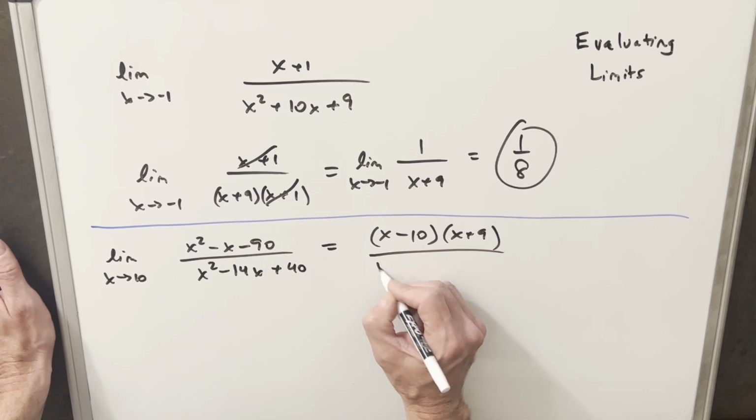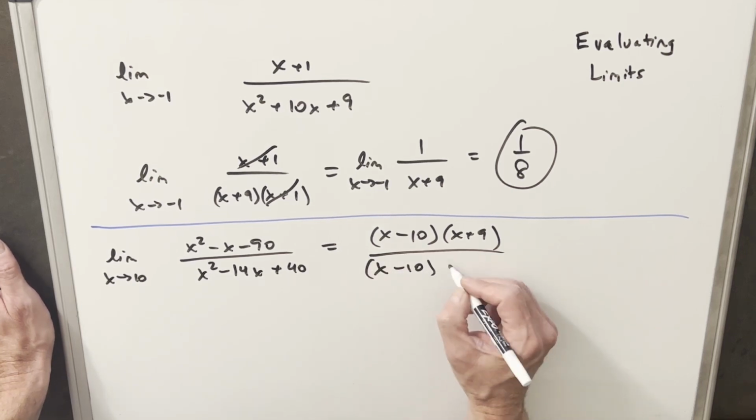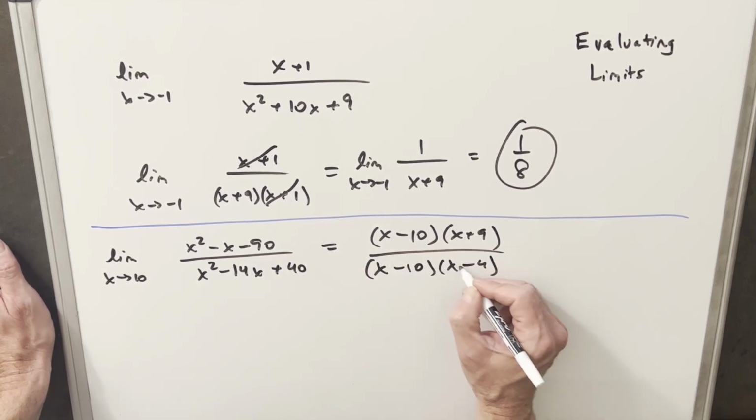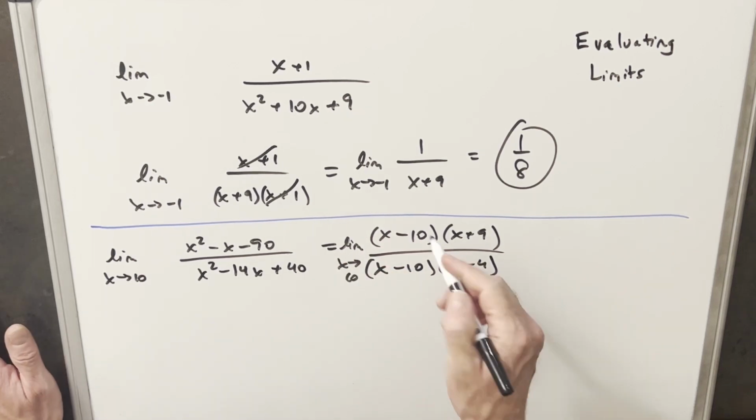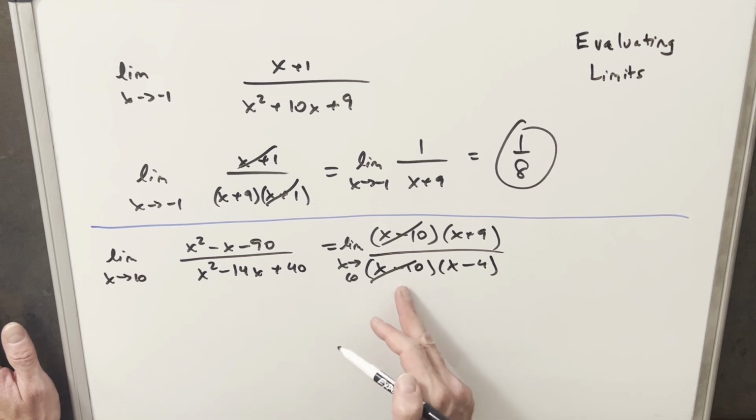And then here in the denominator, this is going to be x minus 10, and then we're going to have an x minus 4 here. Oh, and I need to squeeze in my limit thing right here, sorry. So then we'll go ahead, we'll cancel our x minus 10s. That's pretty nice.